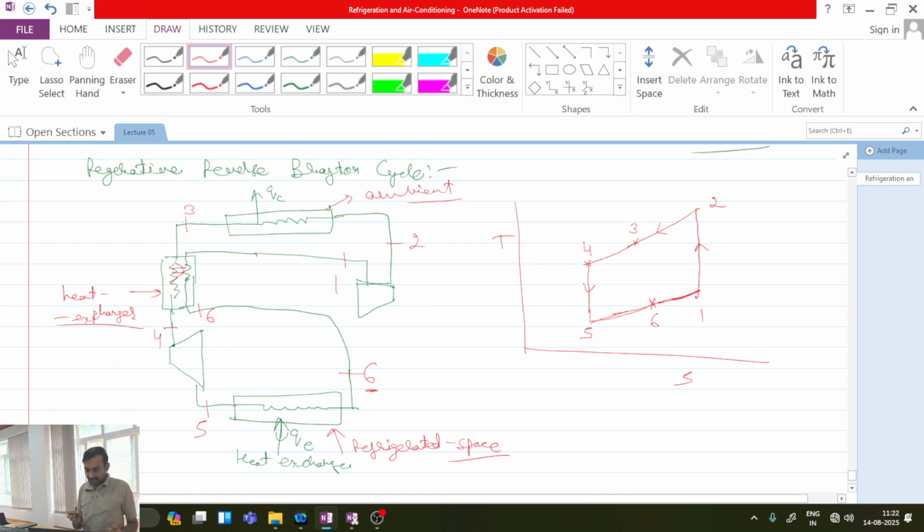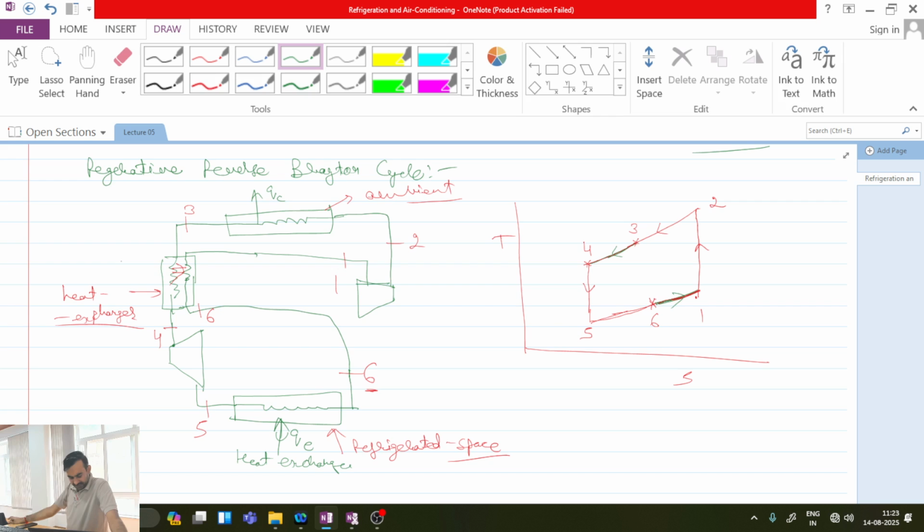So now you can understand that the process number 3 to 4 and 6 to 1, these are simultaneously taking place in this additional heat exchanger. All are clear with this point? So these two processes are simultaneously taking place in this heat exchanger. So this type of cycle is called as regenerative reverse Brayton.